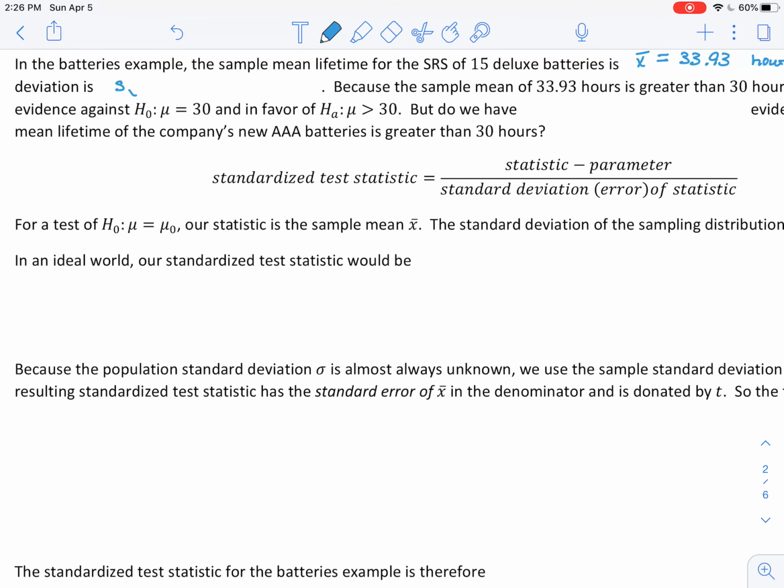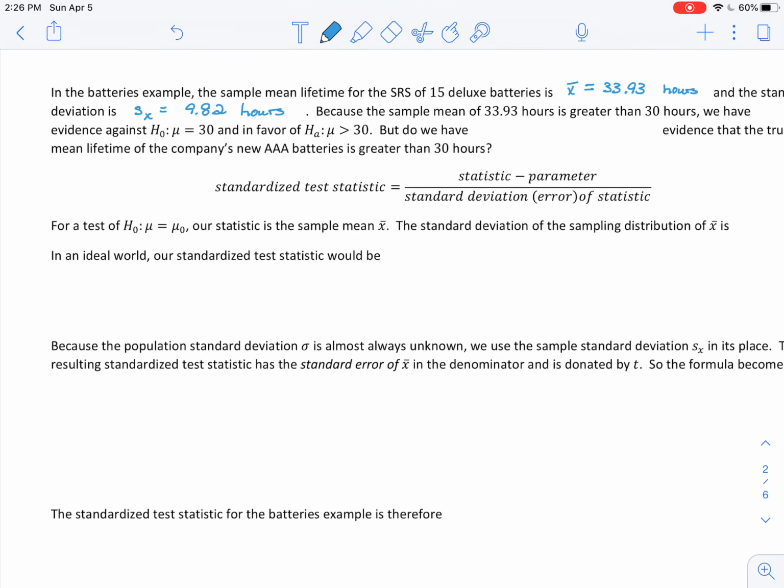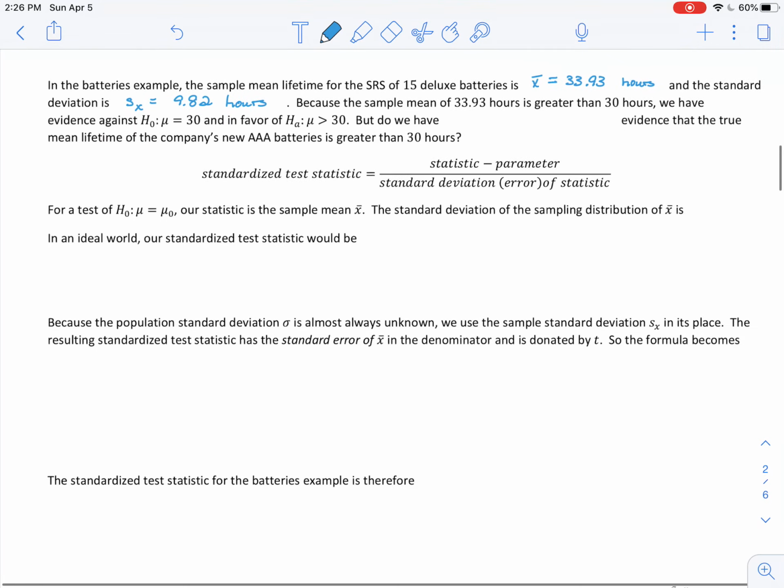My calculator also spit out the standard deviation of those particular values. Now those are X values, so I'm just going to use S sub X as my sample standard deviation notation, and I got 9.82 hours out of that. So this sample mean is bigger than 30. So there's some evidence that the population mean is not 30. We're trying to find, as always, when we do these tests, do we have convincing evidence of this? Do we have overwhelming statistical, not proof, but evidence convincing us this way?